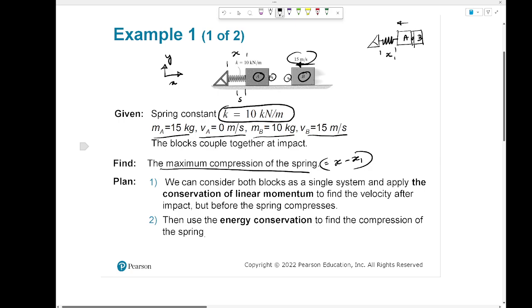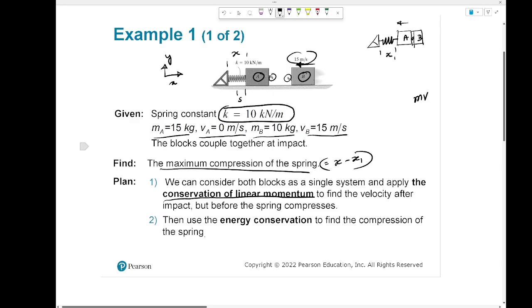And then after the impact, the spring gets obviously compressed. How much of that compression happened? So that's the question. All right, so we can consider both blocks as a single system and apply the conservation of linear momentum. What does it mean? You have to understand momentum first. What is momentum? Momentum means mass times velocity, right? So before impact, after impact, if the conservation of momentum happens, right, Joe?